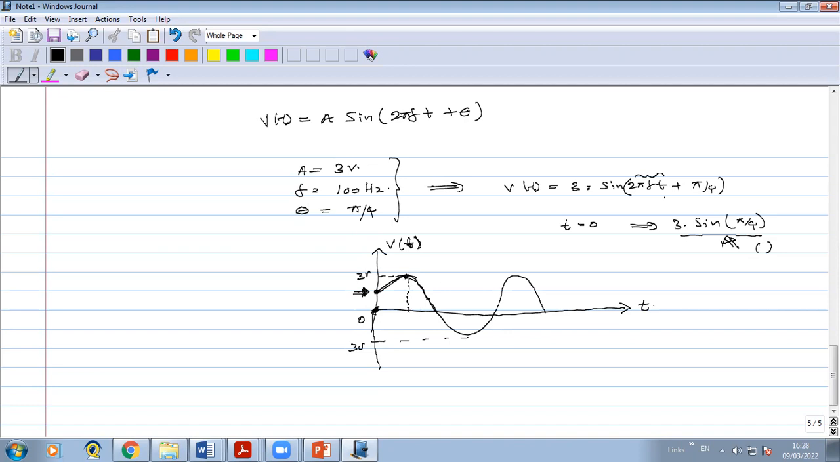So at the peak value, you have to find this t. Can anyone suggest any method to find this t? Any method to find this t? Can someone suggest?